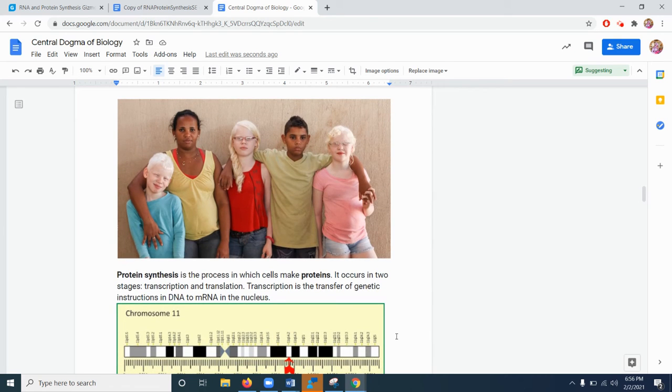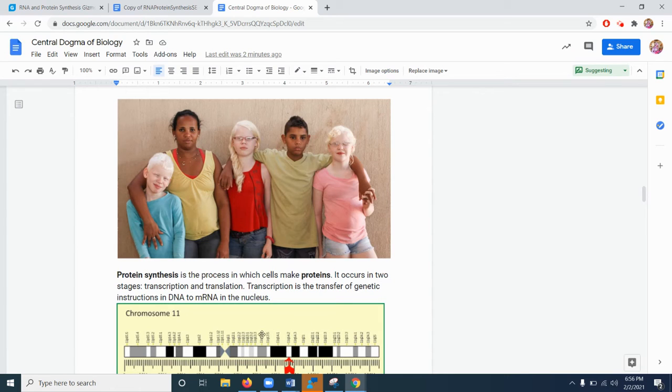So these are our family, our Brazilian family again, albinism children. Remember, there's a 25% chance of having an albino child if the parents are heterozygous for it. So the process that the central dogma is about is protein synthesis.